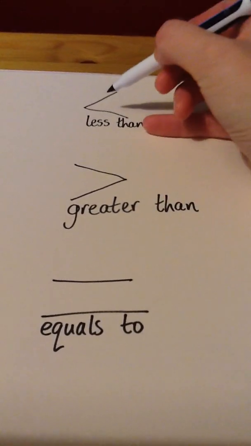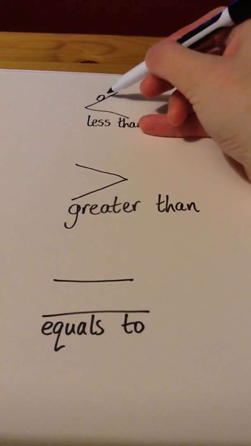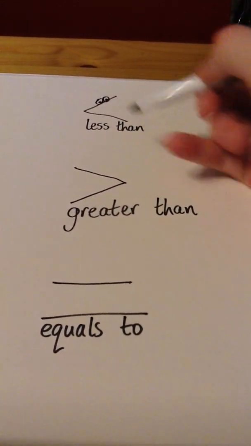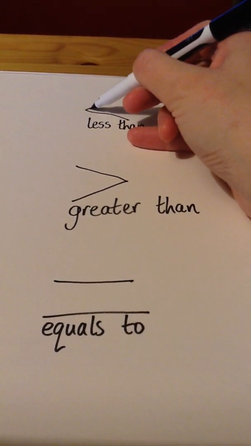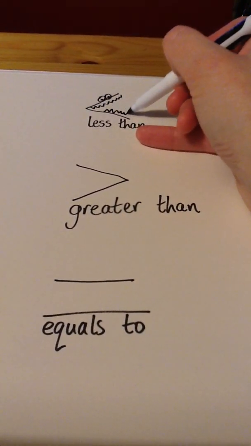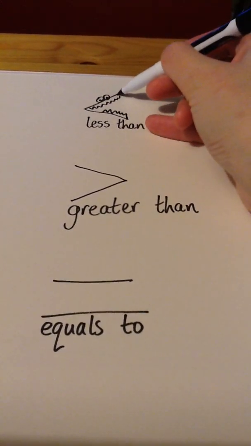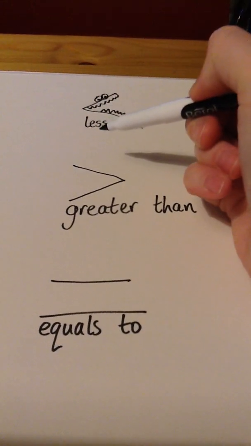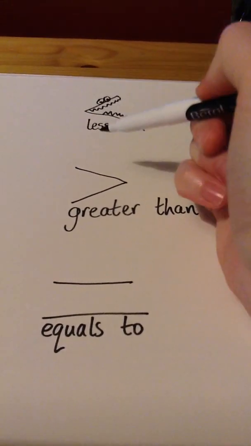Now we saw these symbols as crocodiles, so I would encourage you to draw little, if you remember, little eyes and maybe some little teeth as well, because the crocodile always eats the bigger number, and that's what helps us to remember which order these go in.